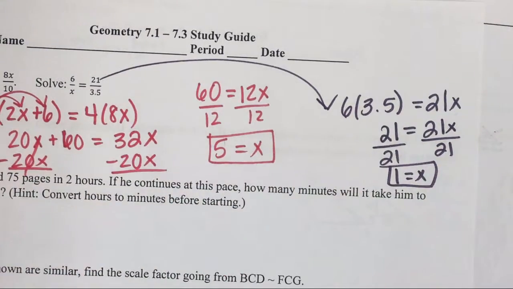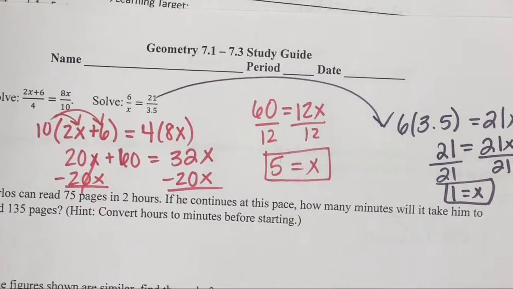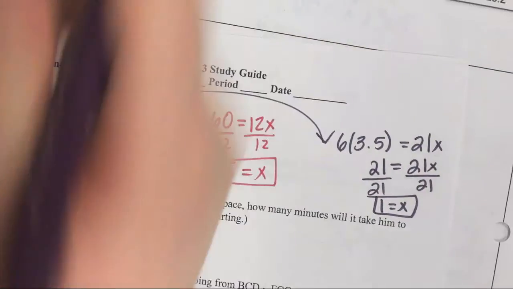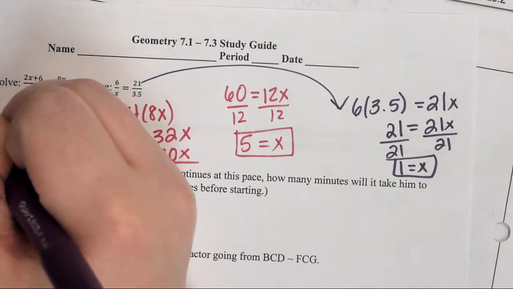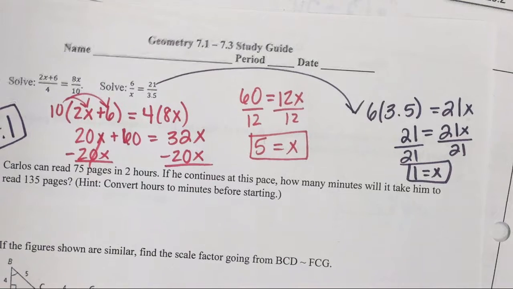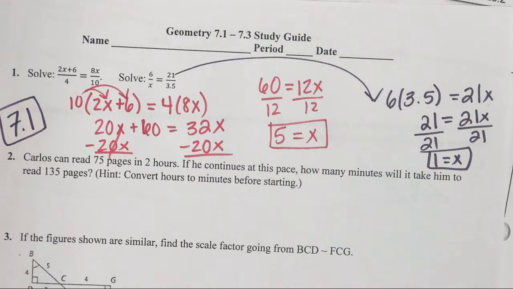As a reminder, this cross multiplying and solving a proportion, this is from section 7.1. So if you're trying to study tonight and you didn't understand how to do that, you need to look back over your 7.1 stuff. Okay, go ahead and try number 2 and number 3.